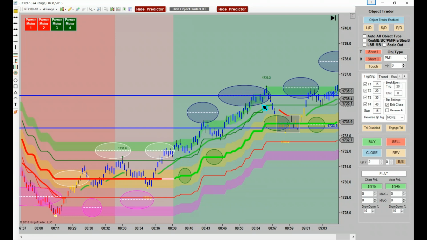And then when you finally get taken out, see this one right here, where you finally got taken out of this one, what did it start doing? It started breaking these swings. You could have been out on that bar and back in down here, right where I drew that box.